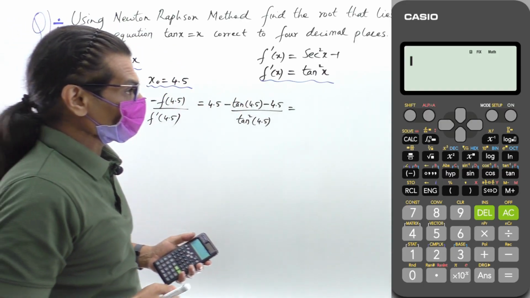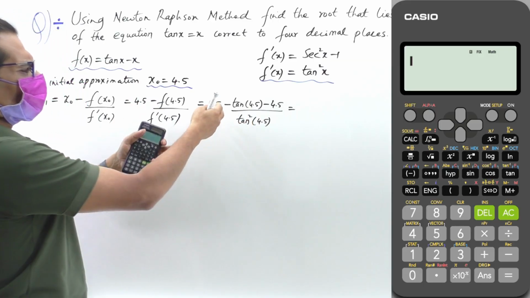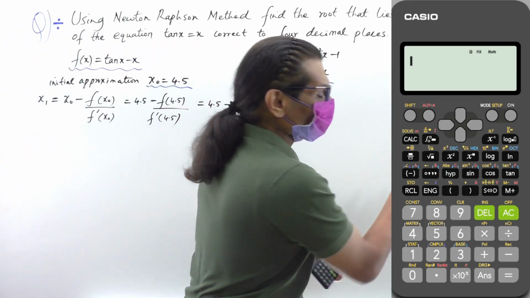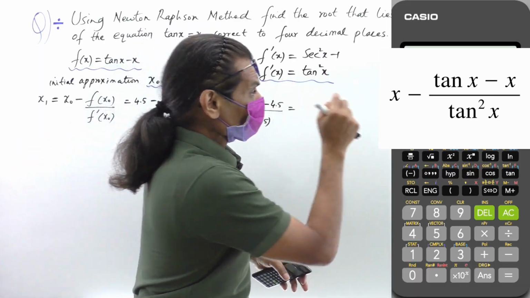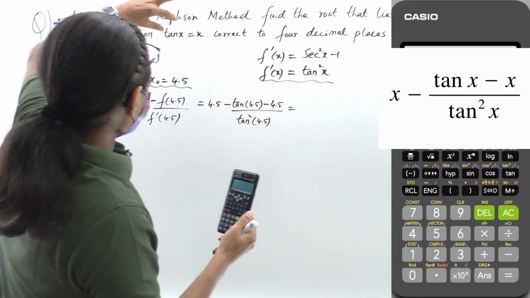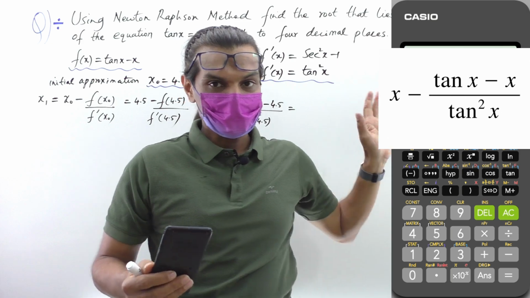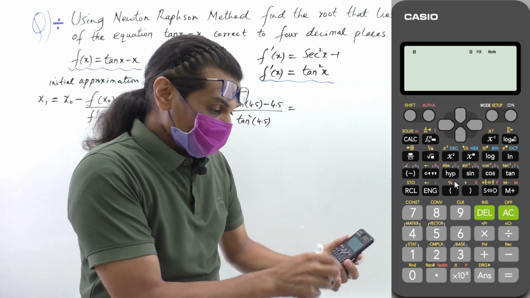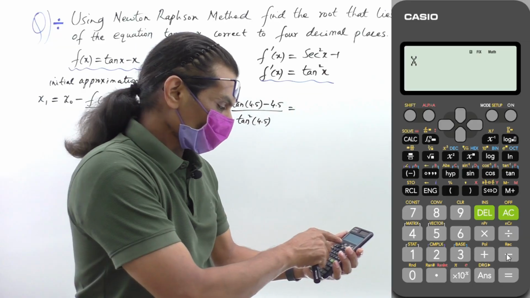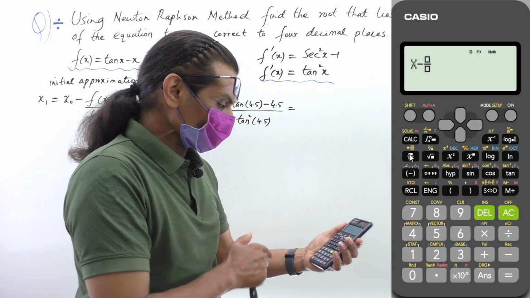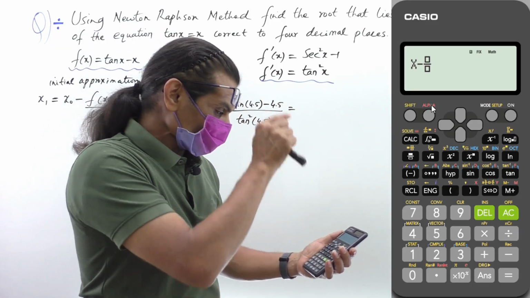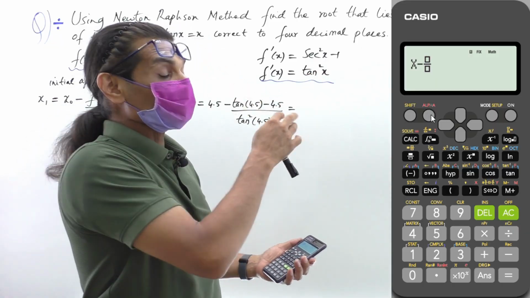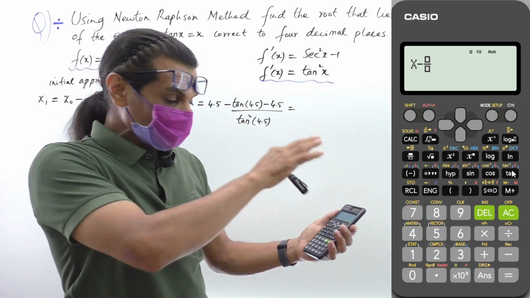So I will not put here 4.5 minus tan of 4.5. Instead of doing this, I make a simple formula. In all the problems, x will be as it is, only f of x and f dash of x change according to the question. That's all. Please refer to my previous problem, I have solved it the same way. Now I will make the function. Alpha x minus, please follow the emulator here, fraction. So what's the equation? x minus tan x minus x over tan square x.